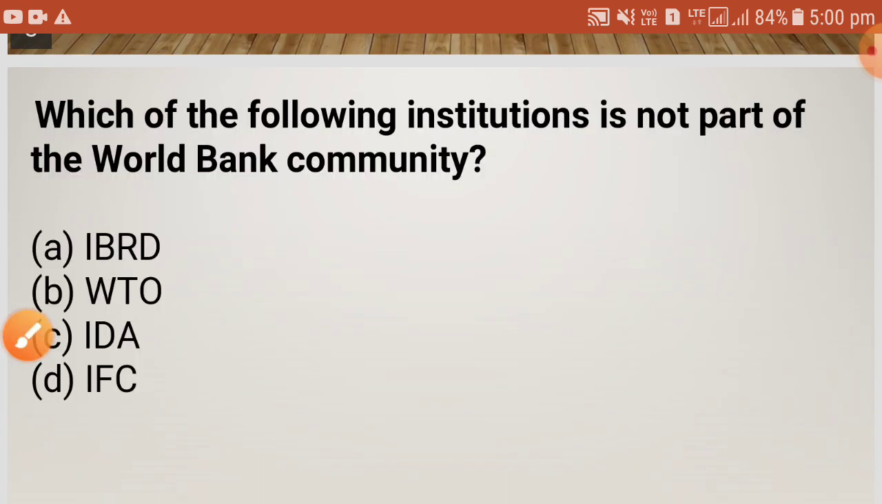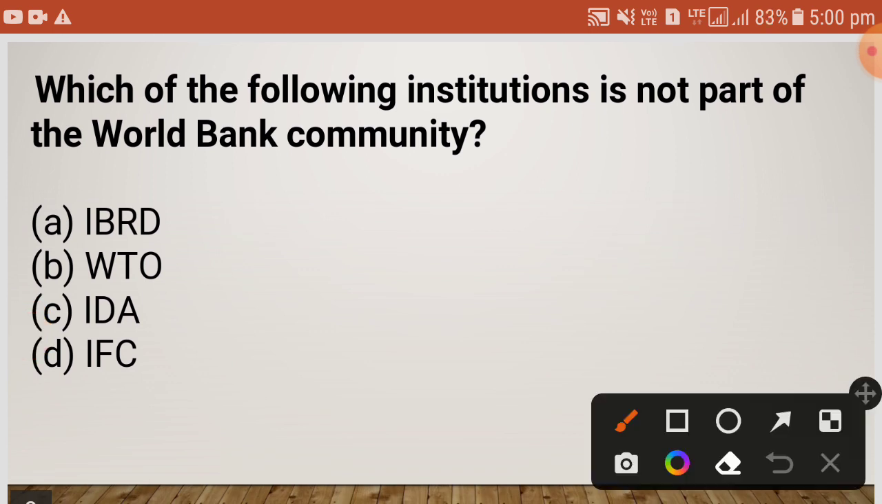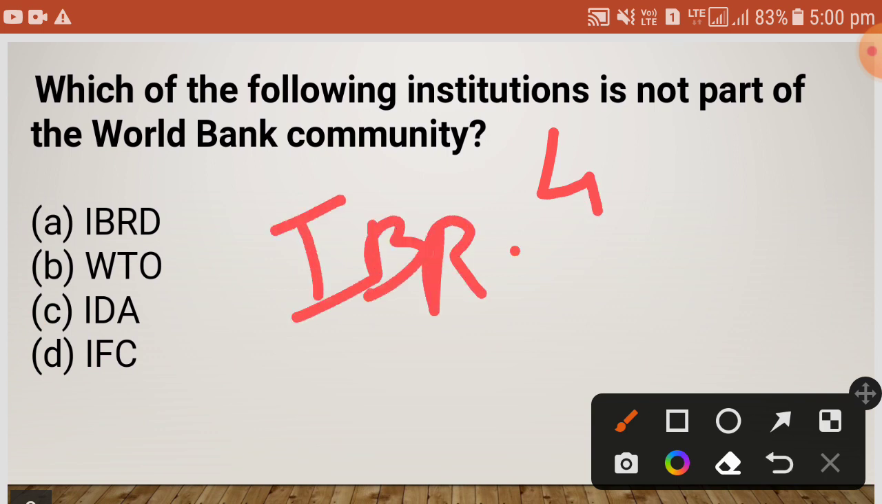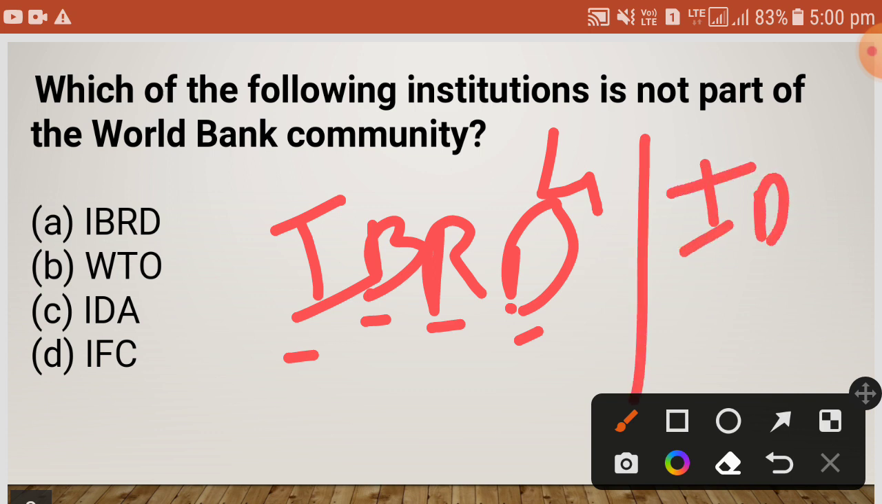Which of the following institutions is not a part of the World Bank community? As I said, the World Bank is made up of four. The four are IBRD, and you can also note down the full form: International Bank for Reconstruction and Development. IDA, International Development Association.